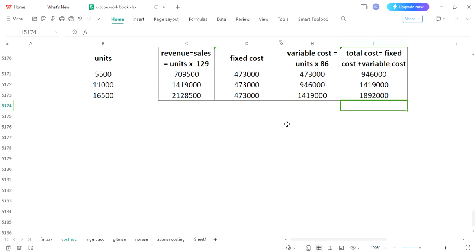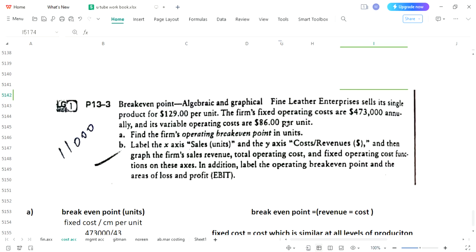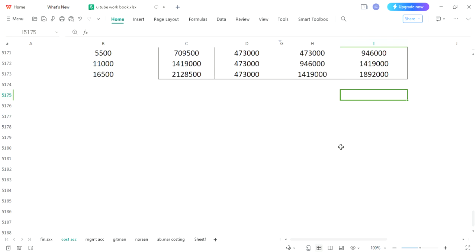Now our next stage is to put these inputs on our graph. As mentioned in the question, there would be two axes, and in a graph we usually have these two axes. On the X-axis we will put units, and on the Y-axis cost and revenues, both will be put on the Y-axis. So come over here, we can have our graph manually.